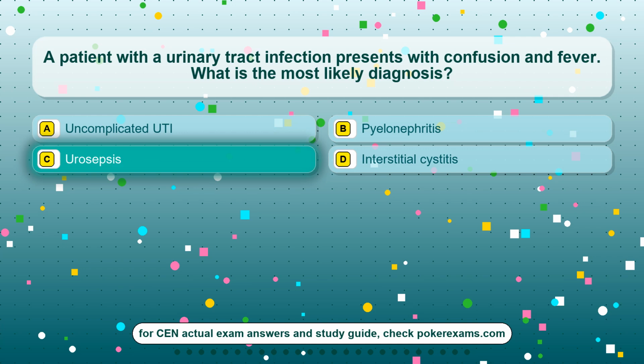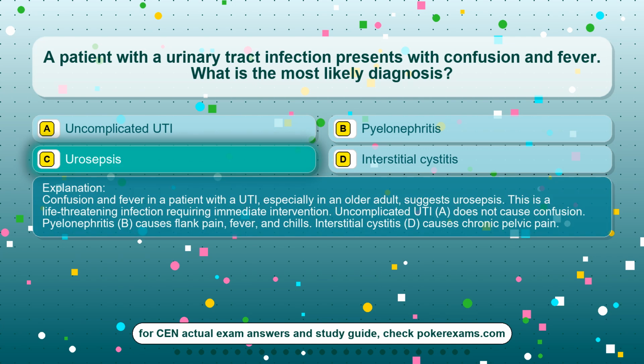The correct answer is option C. Urosepsis. Confusion and fever in a patient with a UTI, especially in an older adult, suggests urosepsis. This is a life-threatening infection requiring immediate intervention. Uncomplicated UTI, A, does not cause confusion. Pyelonephritis, B, causes flank pain, fever, and chills. Interstitial cystitis, D, causes chronic pelvic pain.